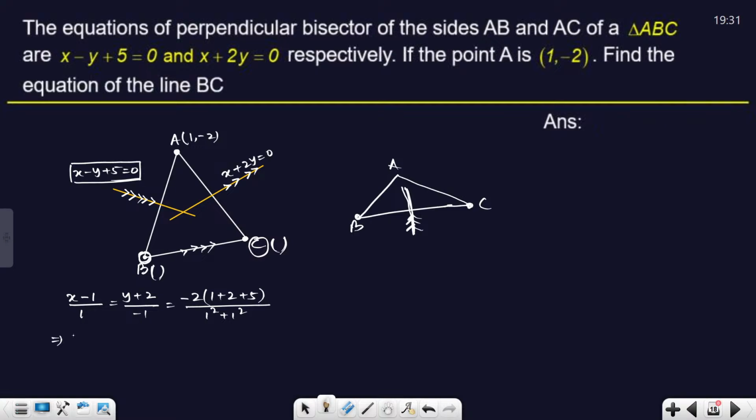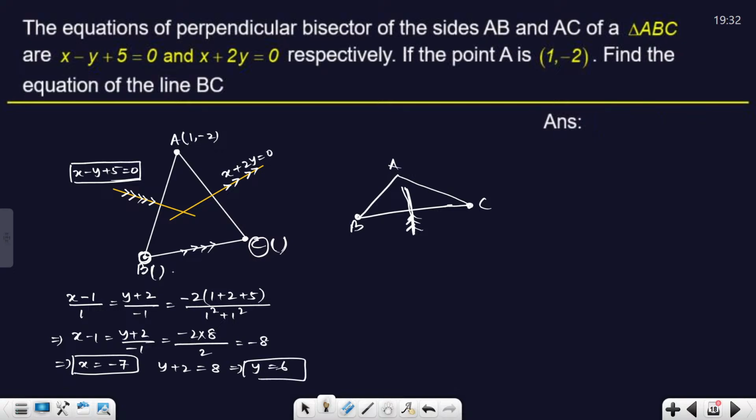So from here we are getting x is basically coming to -7 and y is coming to 6. Okay. So what is the coordinate of B? It is the point -7, 6.